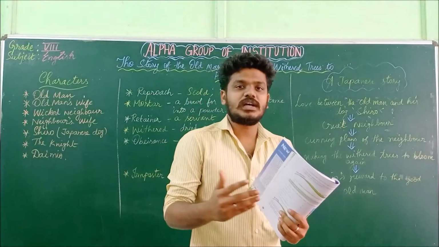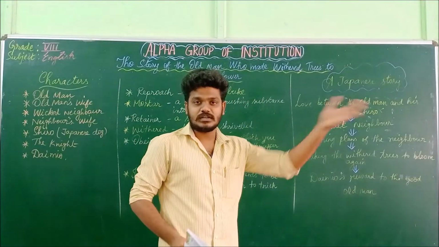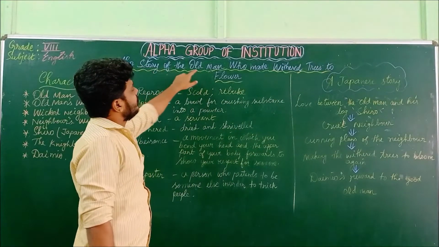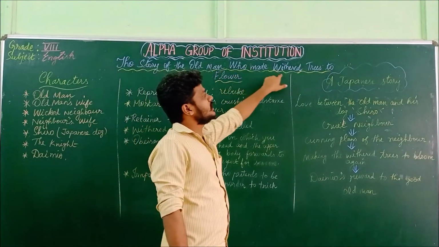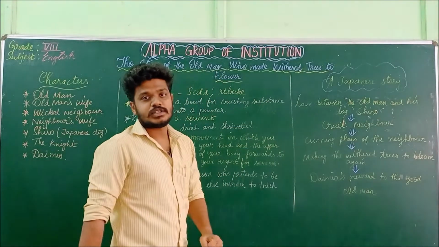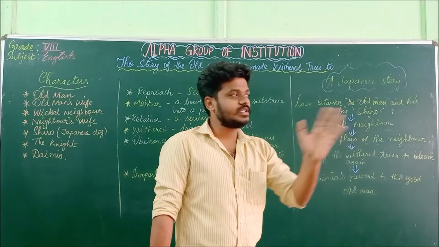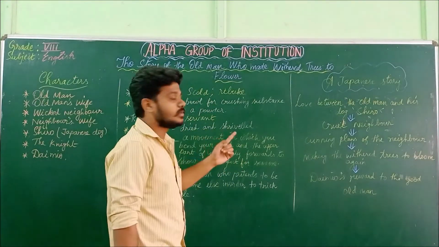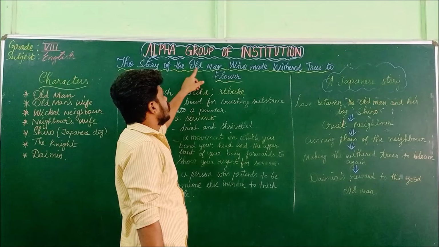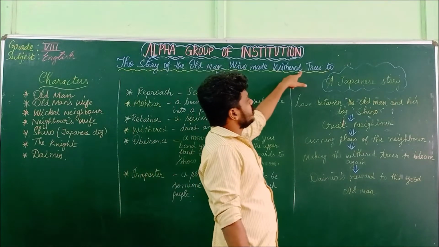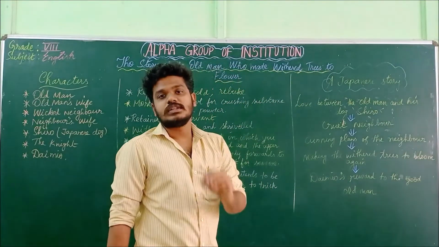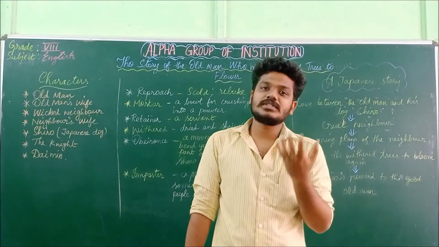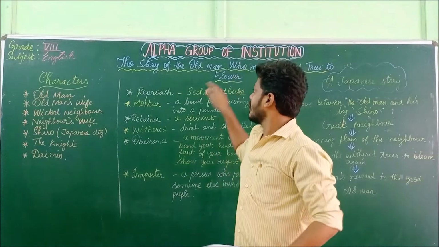Today we are going to continue the second part of the story that we saw in the first video. The title of the story is The Story of the Old Man Who Made Withered Trees to Flower. This is the title of the story that we saw in the previous class, and this is the continuation. I will repeat the title once again: The Story of the Old Man Who Made Withered Trees to Flower. This story is all about the old man who made the withered trees, that means the dried or dead trees, flower again. Okay.